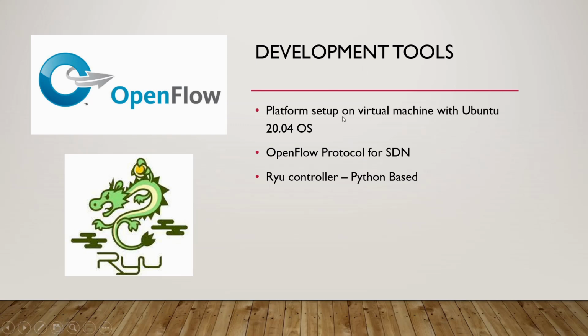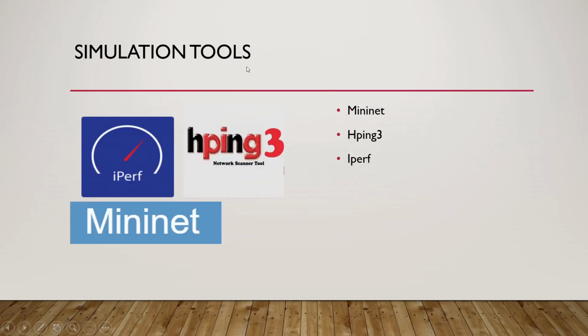So the development tools used are OpenFlow protocol, which is a standard protocol for software defined networks. And Ryu controller is used to program the controller, which is a Python based controller, and the platform is set up on a virtual machine with Ubuntu OS installed on it. And the simulation environment Mininet is used to create a virtual network and create the network topology. So the network topology has one switch and 25 hosts in it.